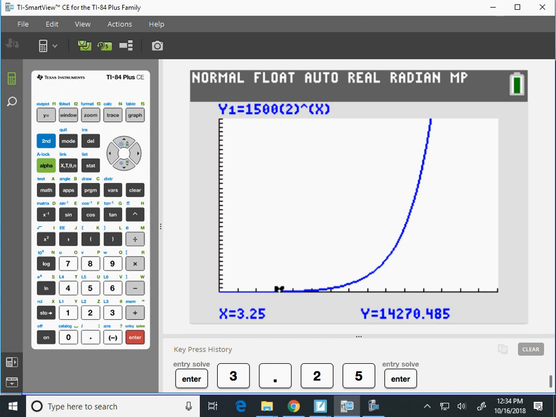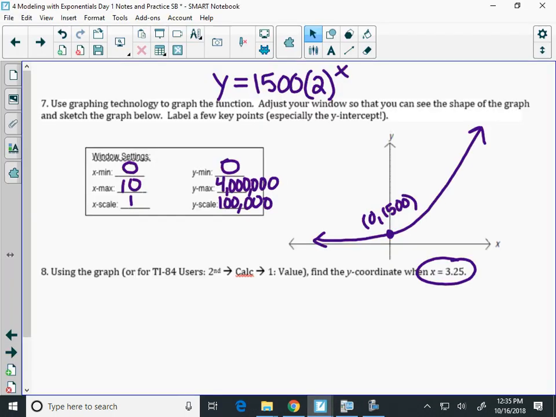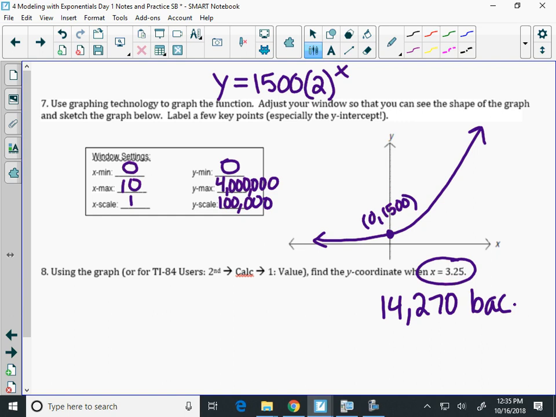Now when you hit enter, first you should see a little flashing cursor on the bottom. But what y value did it give you here? 14,270. Is that what we found for the bacteria count using the equation? Yeah, so your calculator can do the same thing for you. It gave us the same answer. It said there were 14,270 bacteria. That's just showing you, one, that your equation was right, and two, there's a new feature on your calculator that might be useful for different things.